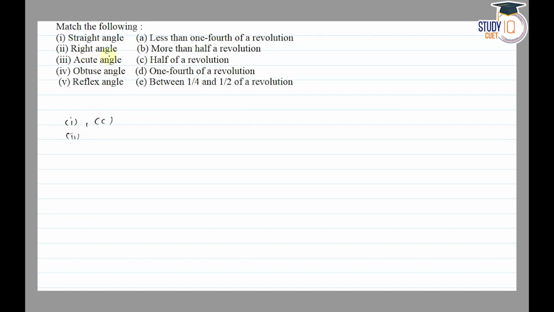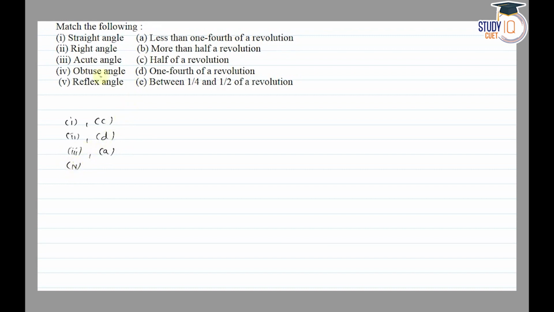Second, right angle. So a right angle is 90 degrees, so it will be 1/4 of a revolution. Option D. Acute angle is less than 90, so it will be less than 1/4 of a revolution. So the third will be option A.